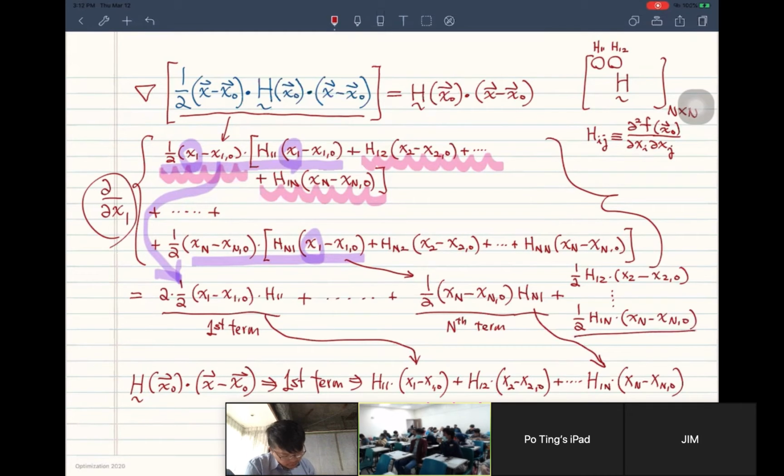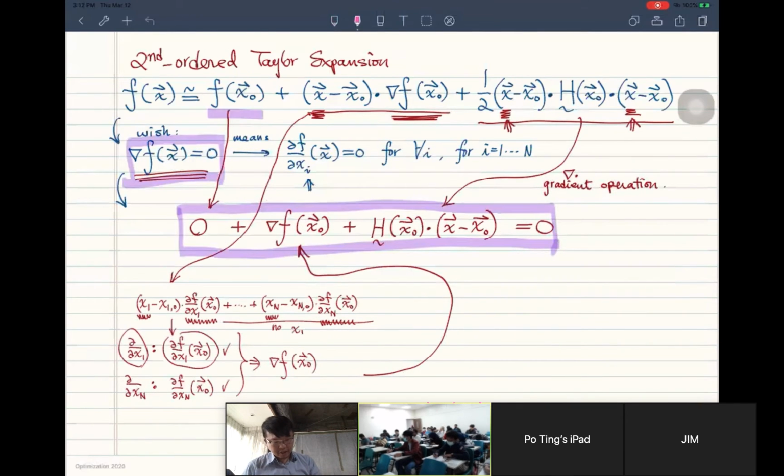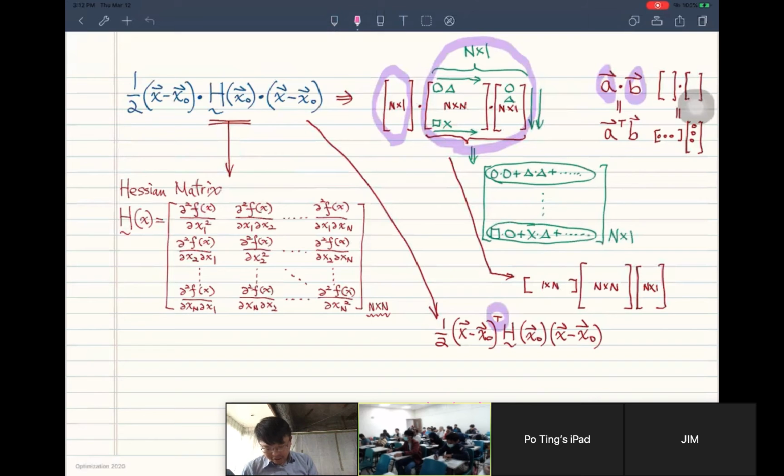So from here you can see this one and this one together, they're actually this one. But you will see something strange. This is hn1, but this is h1n. They are different. So there is actually one assumption. This derivation only works if the Hessian matrix is symmetric. So this is telling you that this one and this one are the same. This one and this one, they are the same. Symmetric.